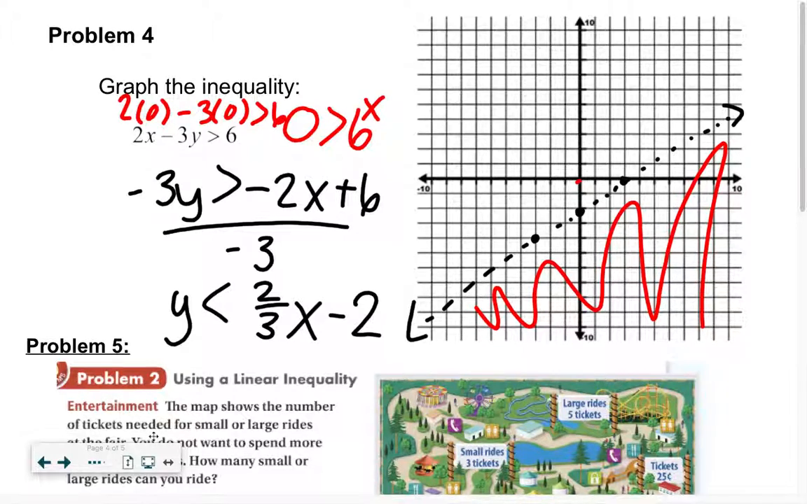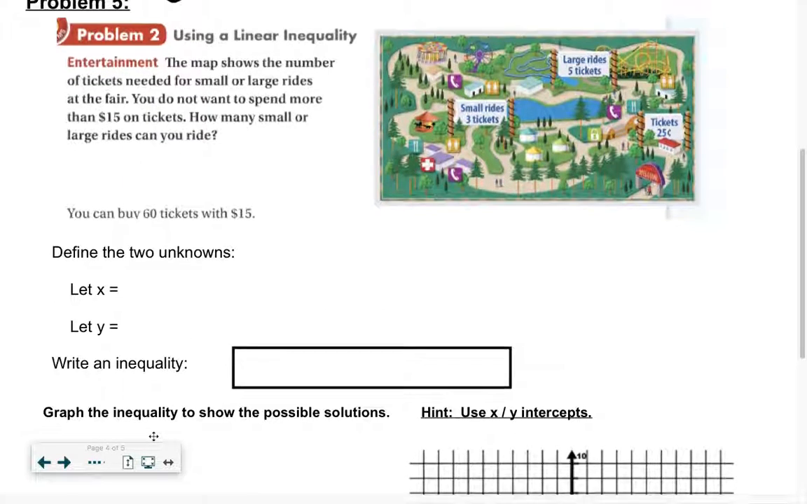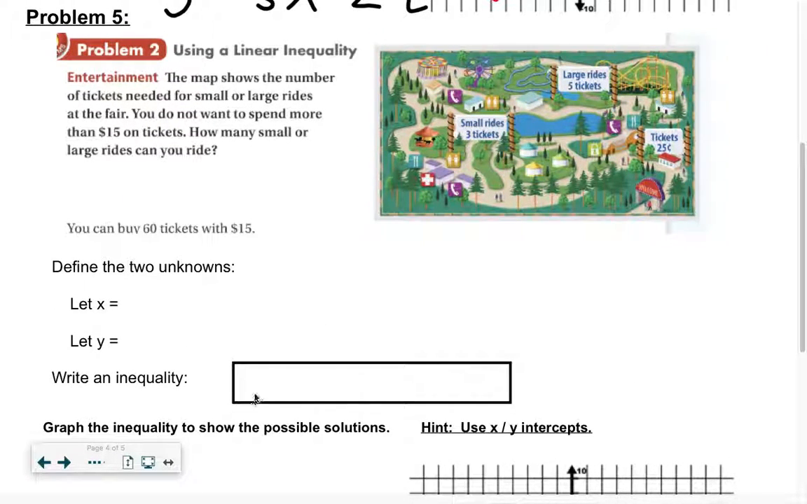Now we got a little fun problem. It says a map shows the number of tickets needed for small or large rides at the fair. You do not want to spend more than $15 on tickets. How many small or large rides can you ride? FYI, you can buy 60 tickets with $15. So we gotta define our unknowns. X, we're just gonna call our smaller rides, meaning Y is our large rides.